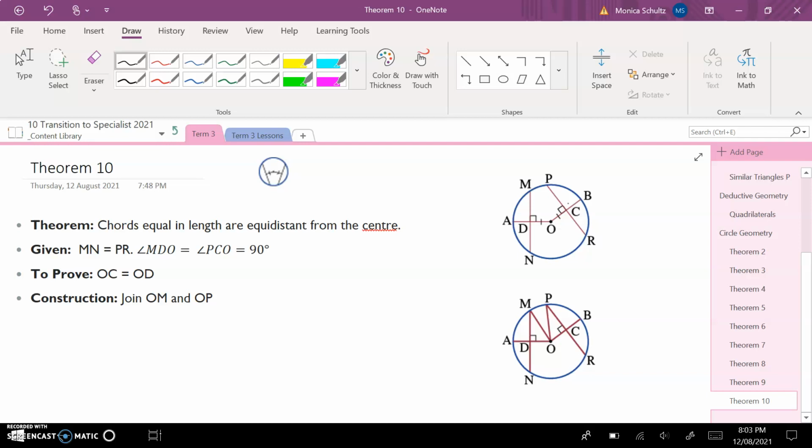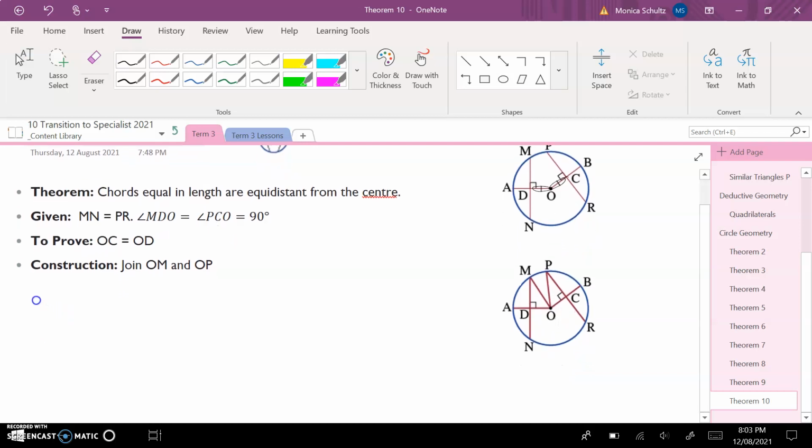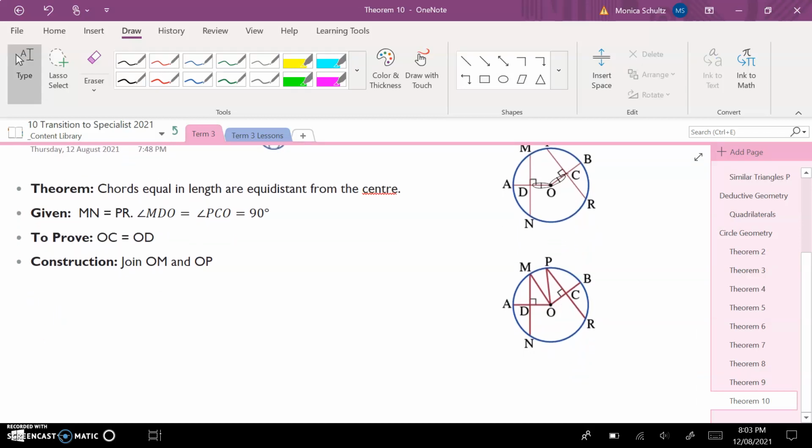To prove this, we want to say that, like I said, this and this are equal in length, and we're going to construct OM and OP to the center so that we have some radii to work with and two triangles are formed. So our proof is again going to be two congruent triangles. We know that MN and PR are equal.